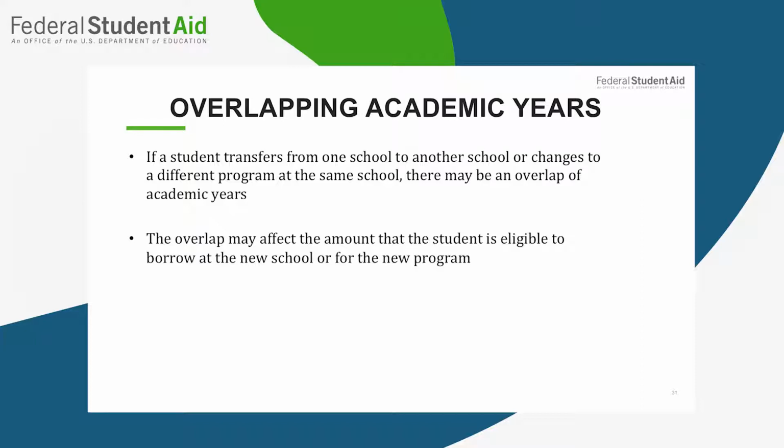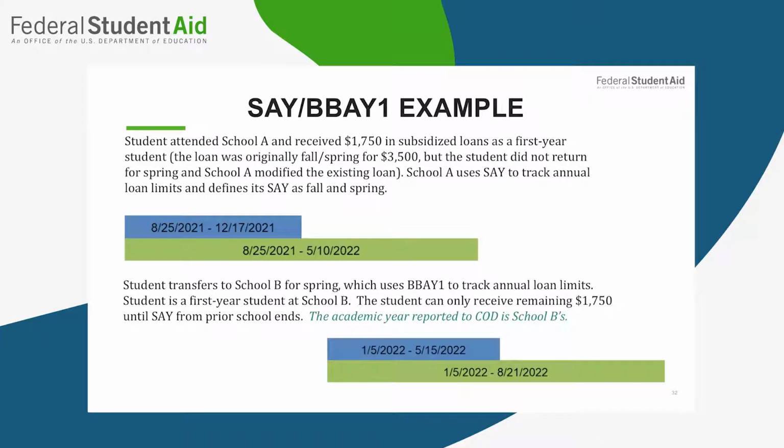And this overlap is going to affect the amount of loan the student can borrow at the new school or for the new program. Here's an example. This is an example of a student that's in a school, and the school uses the scheduled academic year to track the annual loan limits and then transfers.